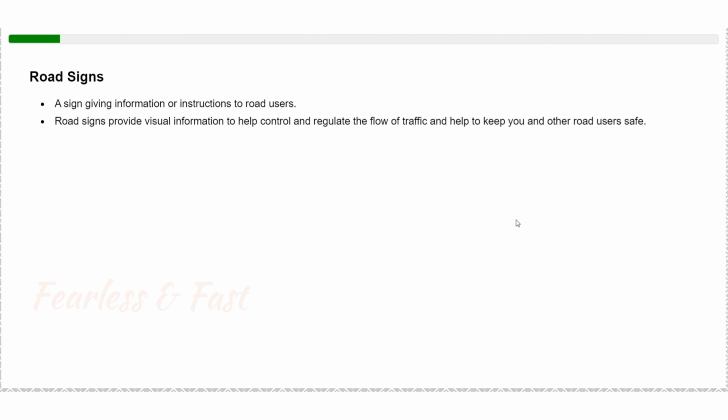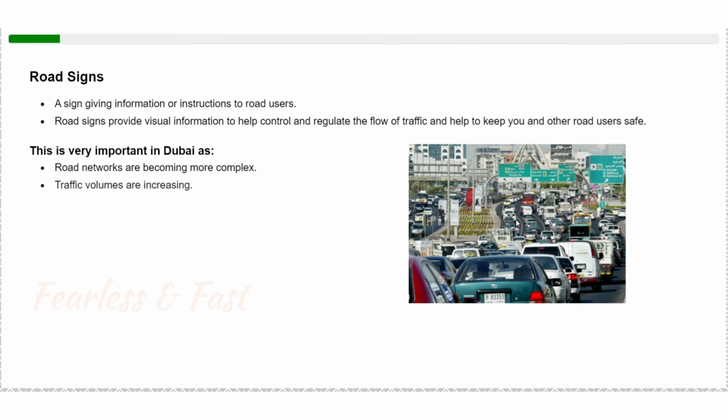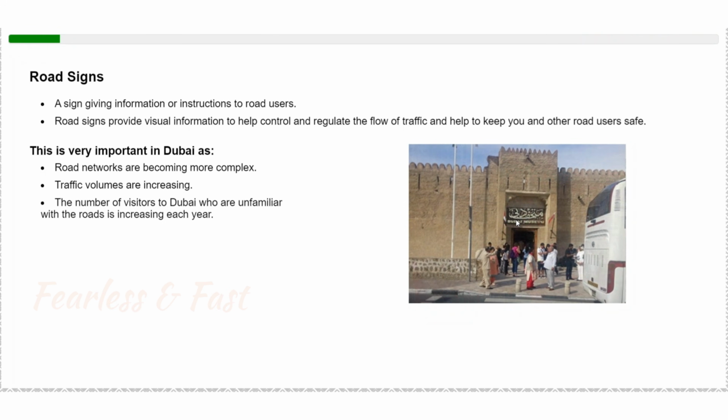Road signs. A sign giving information or instructions to road users. Road signs provide visual information to help control and regulate the flow of traffic and help to keep you and other road users safe. This is very important in Dubai as road networks are becoming more complex. Traffic volumes are increasing. The number of visitors to Dubai who are unfamiliar with the roads is increasing each year.